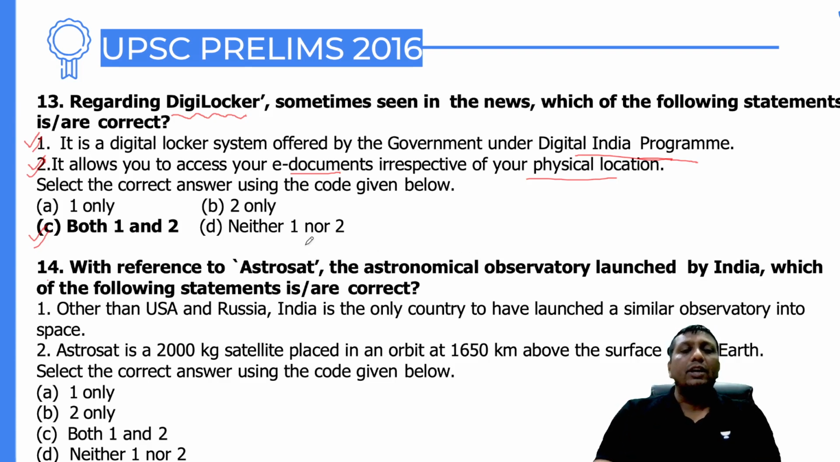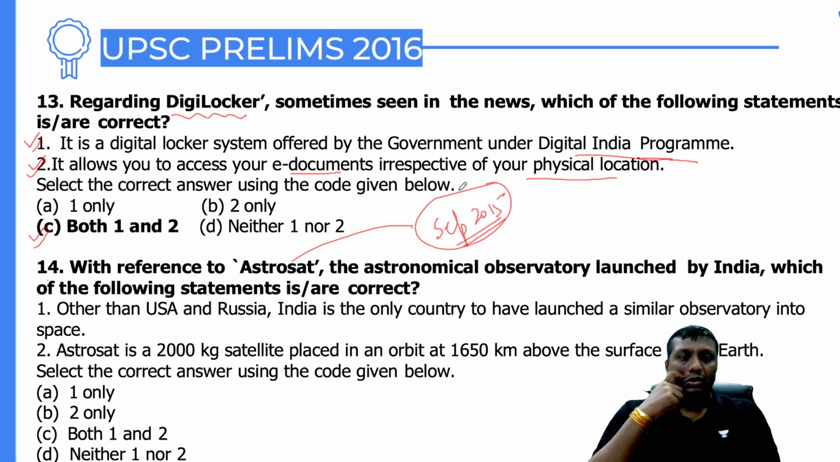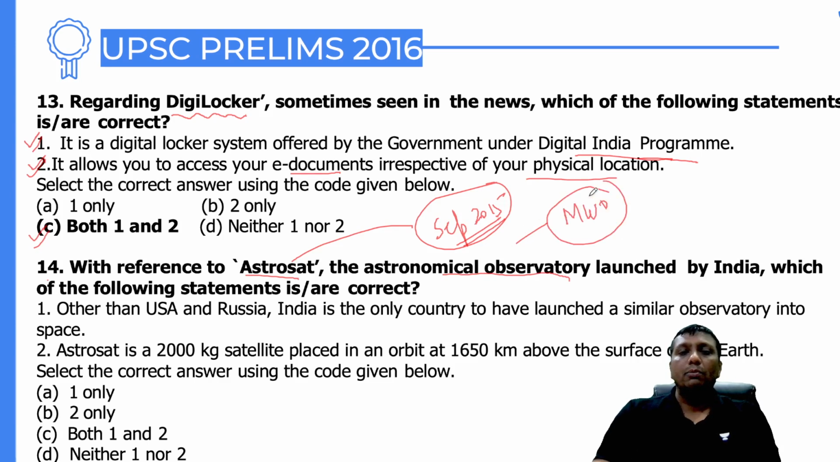Question number 14, guys. In September 2015, ISRO launched a satellite called Astrosat. UPSC made the question with reference to Astrosat, an astronomical observatory, called a Multi-Wavelength Observatory, launched by India. Which of the following statements is correct? The statement is that other than USA and Russia, India is the only country. No, guys, India stands in the fifth position in the world: US, Russia, Japan, and the European Union, and after these four, India is fifth. So this statement is wrong.